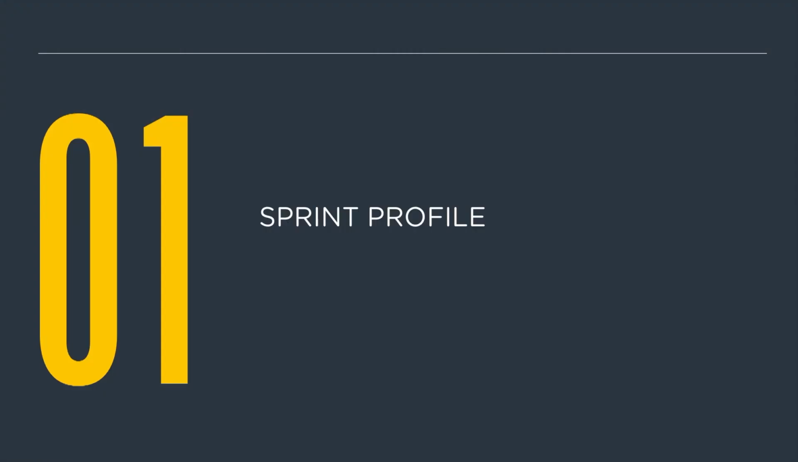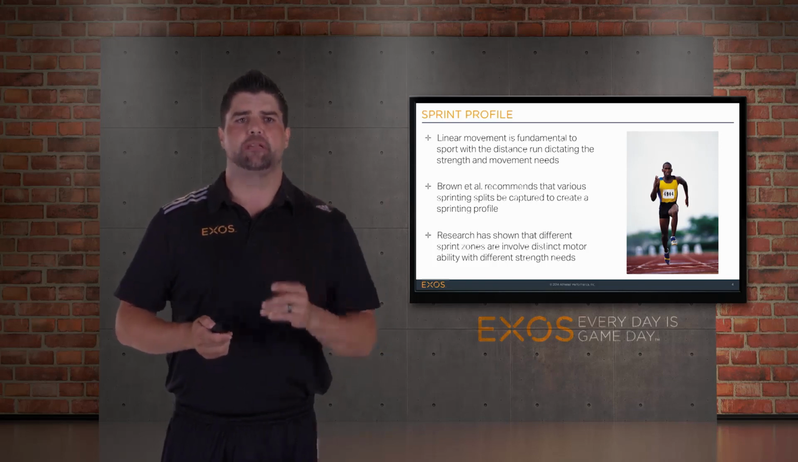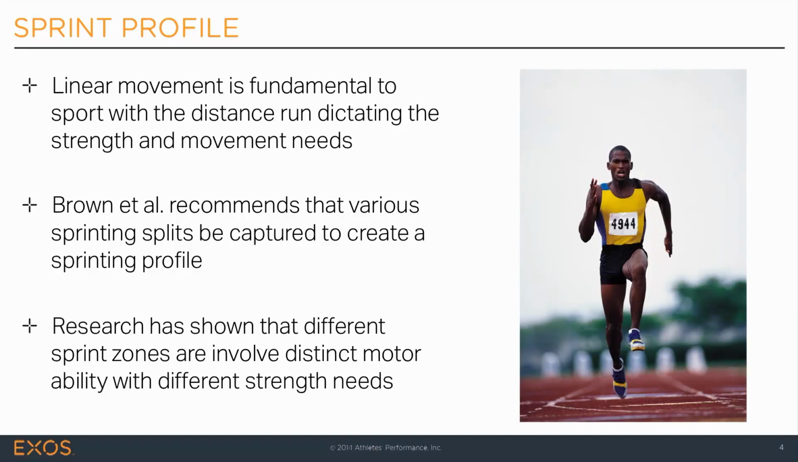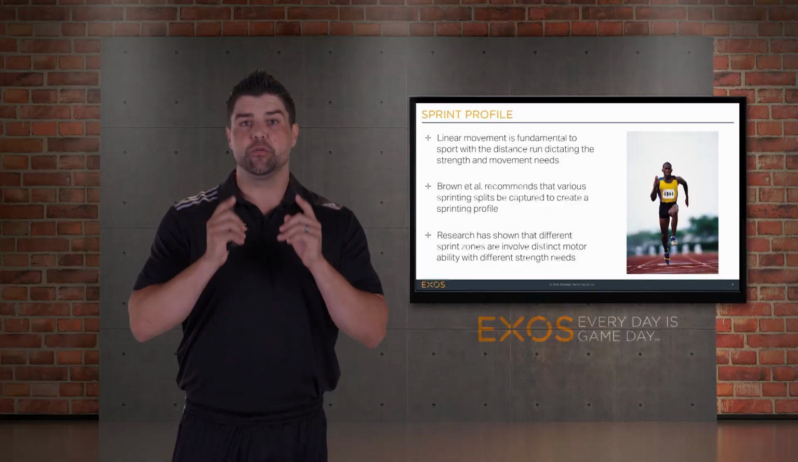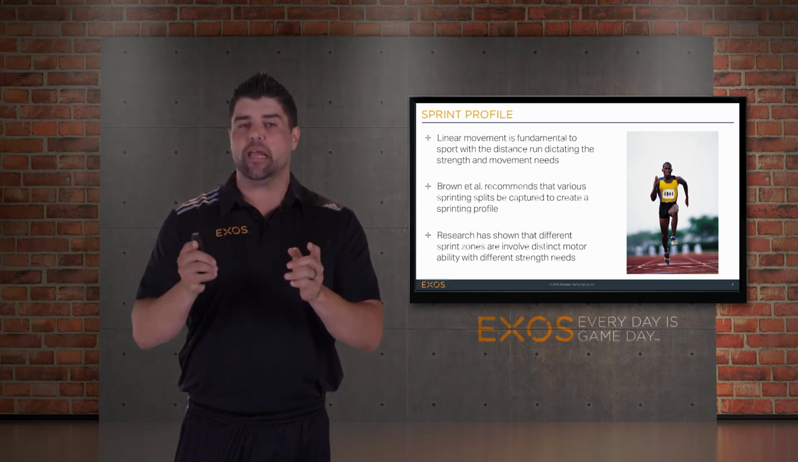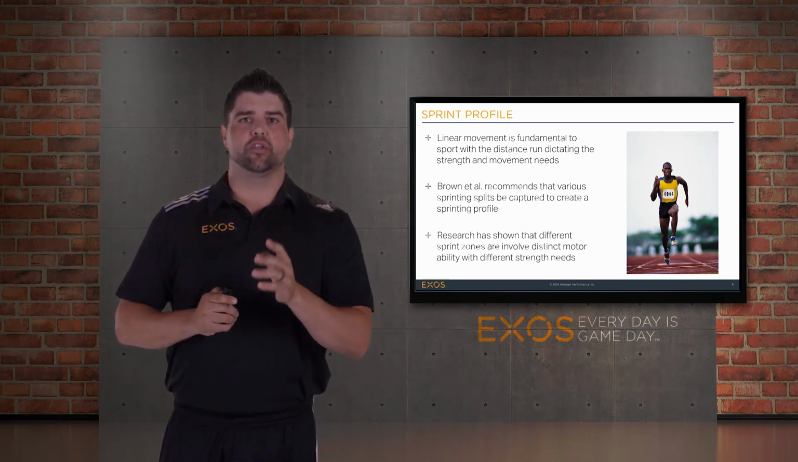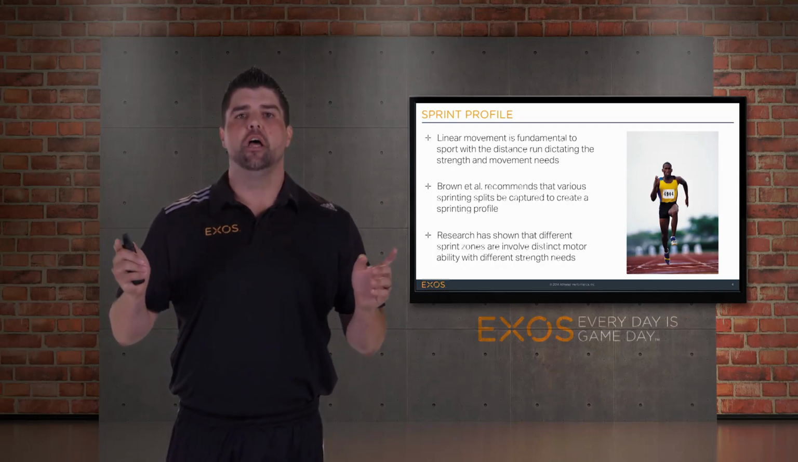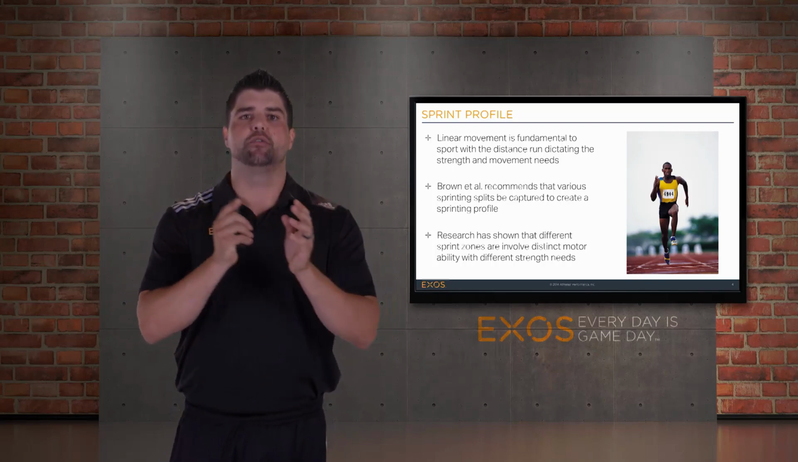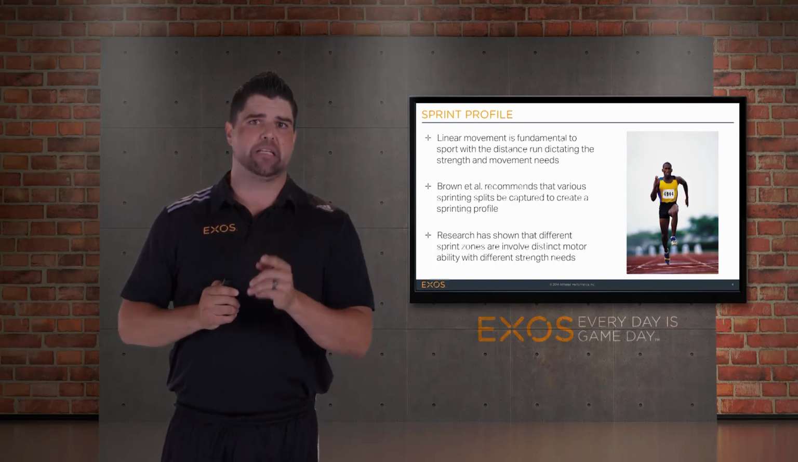Let's start by looking at the sprint profile. Within the sprint profile, there are three major factors that we want to consider. Number one, we know that linear movement is fundamental to sport, with the distance run dictating the strength and movement needs. Therefore, if you want to specifically look at starts versus that secondary acceleration that we call transition or absolute speed, that directly affects the total distance. Hence the reason we use a 40-yard model, because it allows us to capture each of those sprint splits and make a commentary on those qualities and map those back to strength.